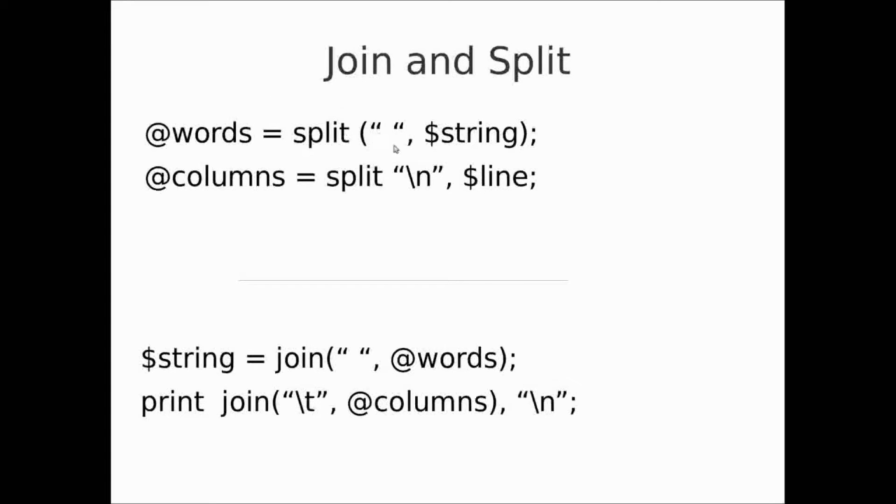They're just functions that we call. So for example, we can split a string based on white space by just passing the split function the white space and the string to split. That will return a list of the words. Or we can split on a new line. We can take a list, an array that we have, and we can join it using either spaces or tabs, for example, and print out the result. So split and join, they do pretty much what you'd expect.